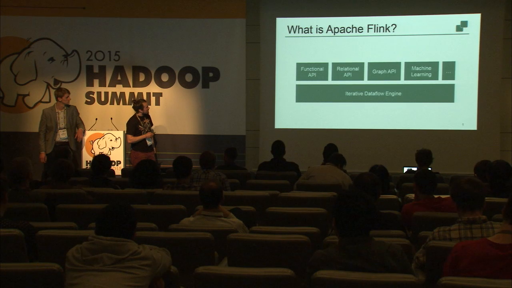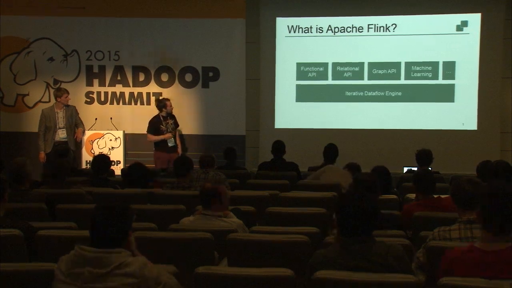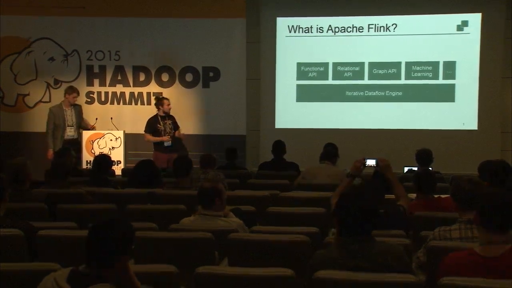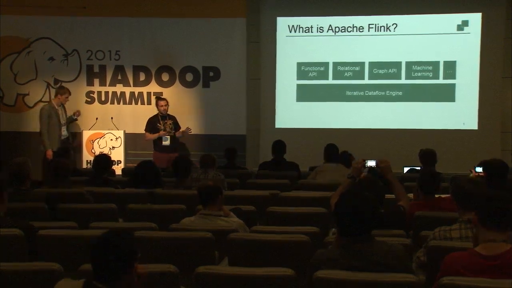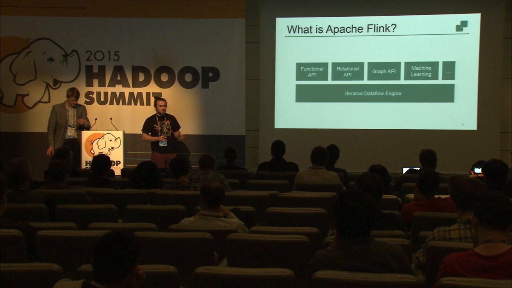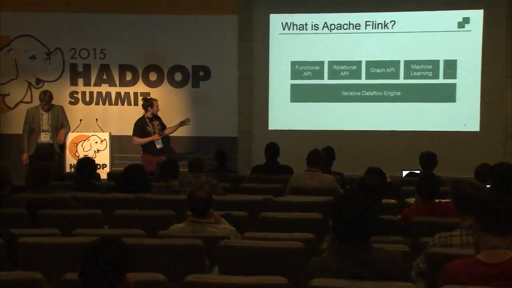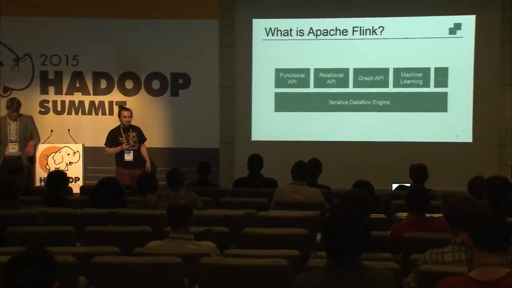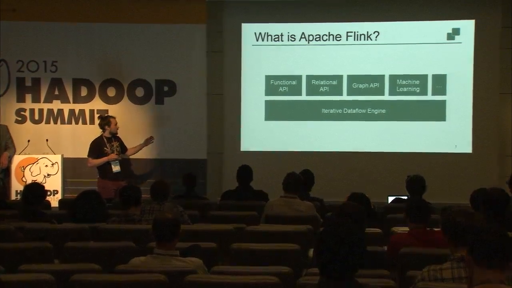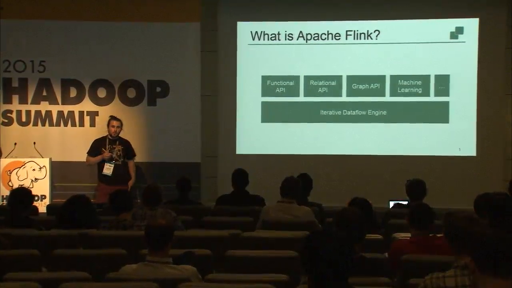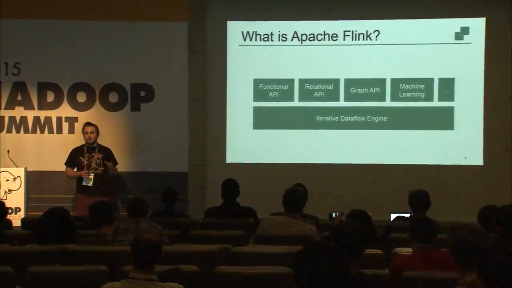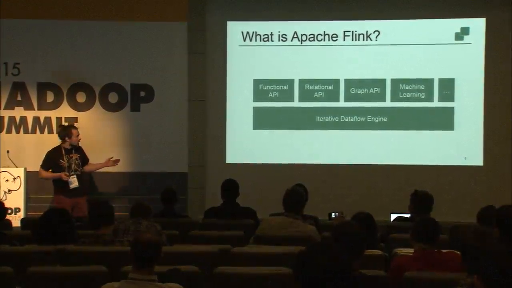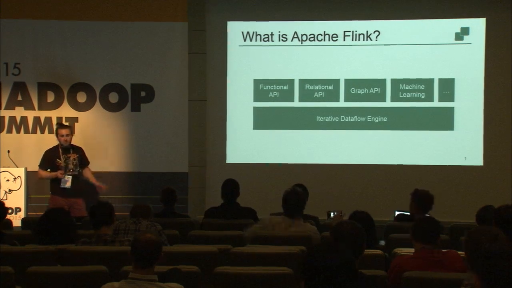So first, what is actually Flink? At the core of Flink, or at the bottom, is this iterative Dataflow engine, and then on top of this very flexible engine, we have several APIs for different use cases. There is the functional API, which is what you would know from Spark or MapReduce. There you have these distributed collections, and you apply transformations to transform these collections.